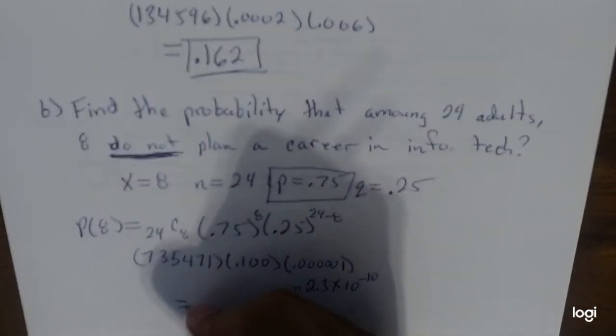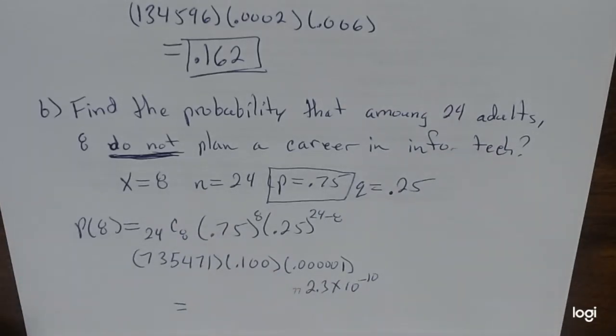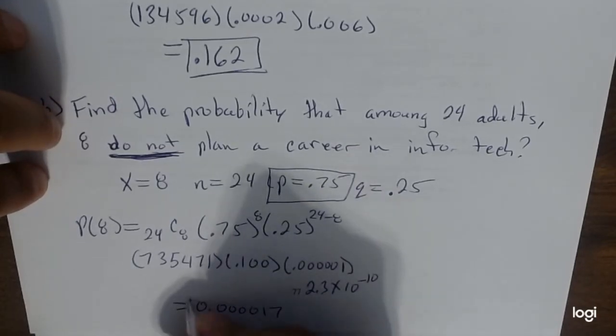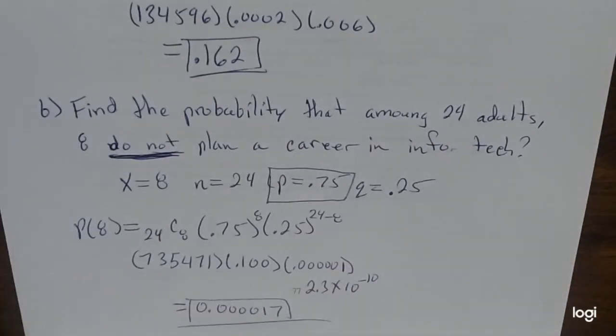And then finally multiplying this all out, there's your answer there. Okay. So that's the probability that 8 people do not plan a career in information technology. Okay. All right, so that's it for this video. Hope you guys have it.